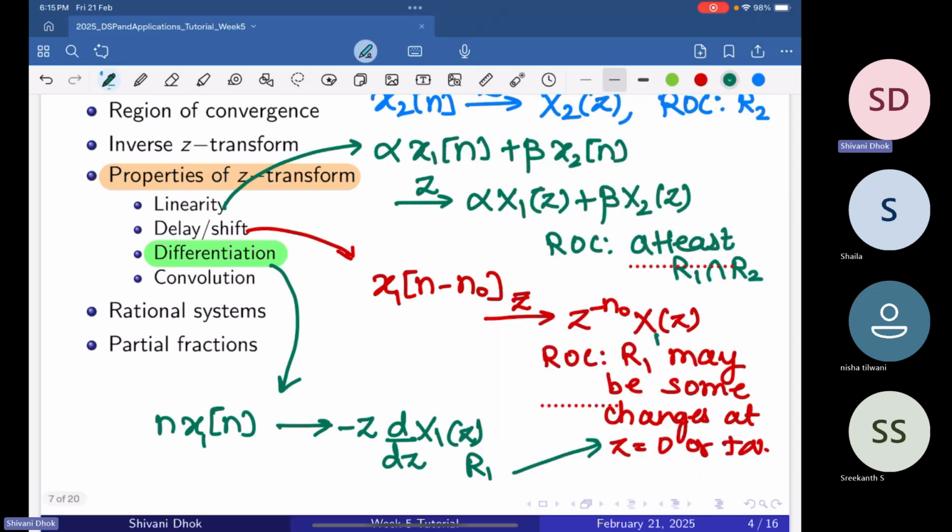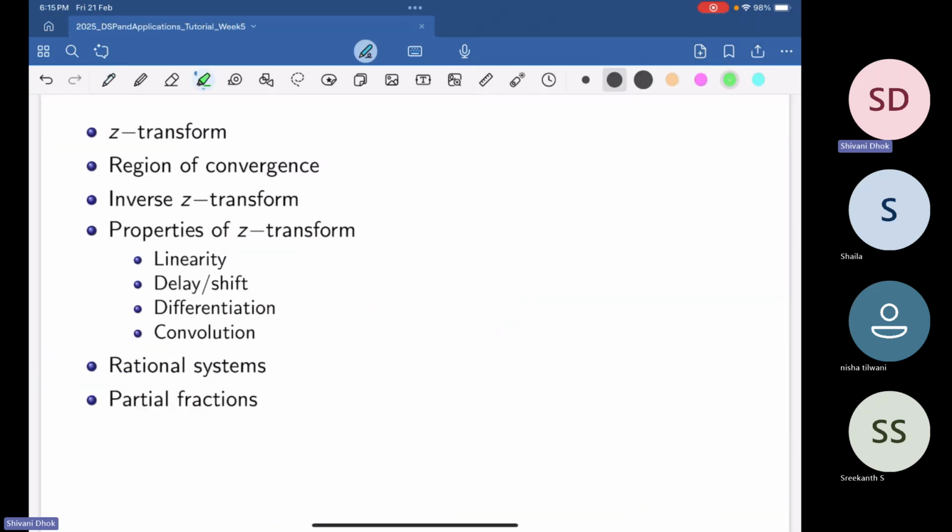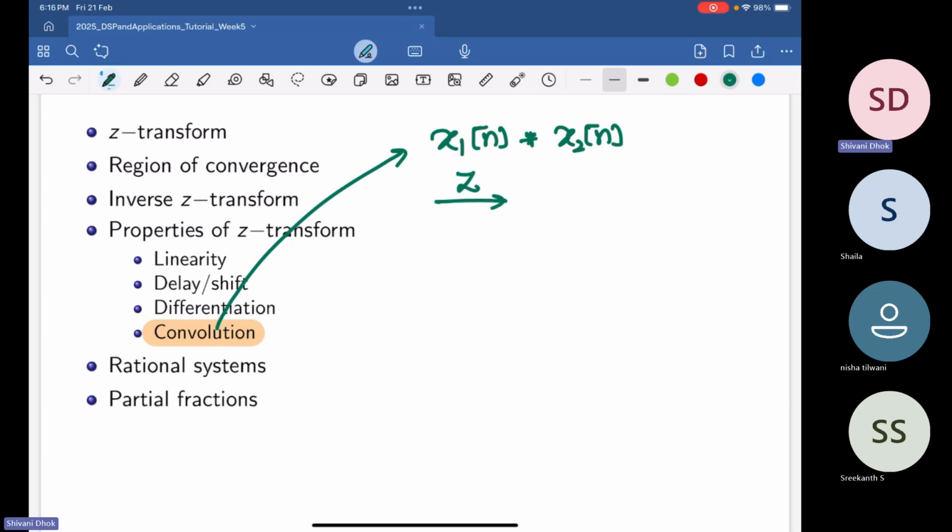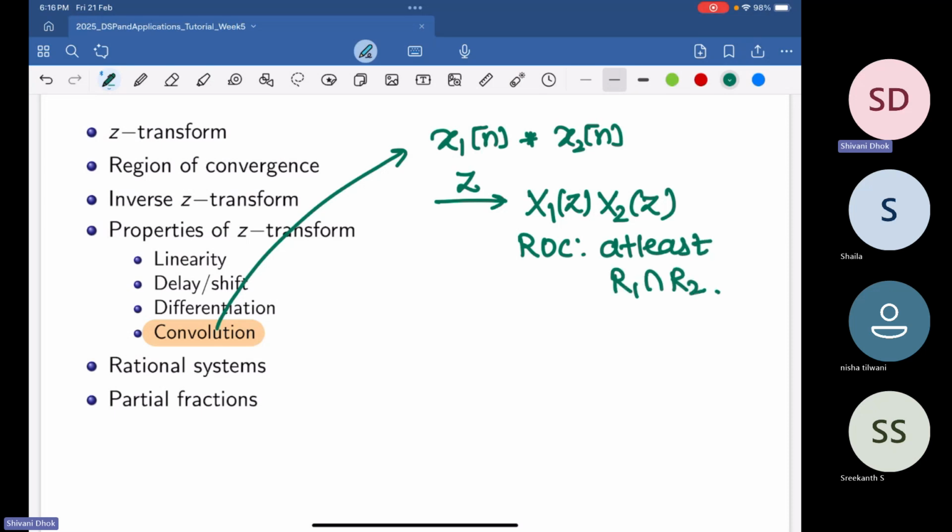And the last important property that we looked at was the convolution property. So if I have x1 of n convolved with x2 of n, the convolution of two signals, and if I find its Z transform, then the Z transform is given by X1 of z times X2 of z, with region of convergence at least R1 intersection R2. So these are the properties of the Z transform.